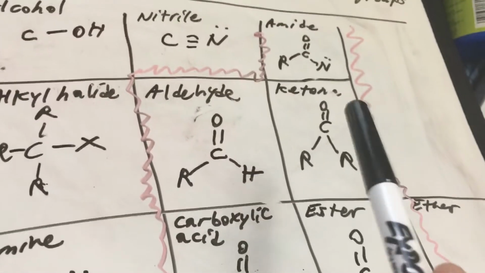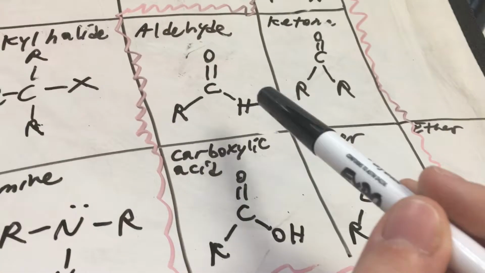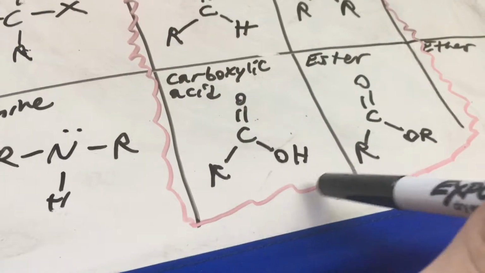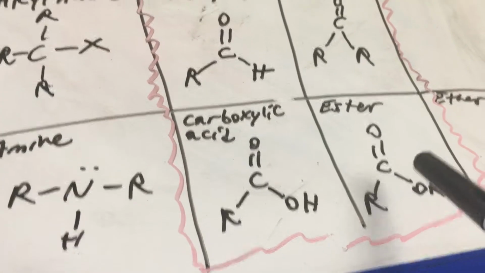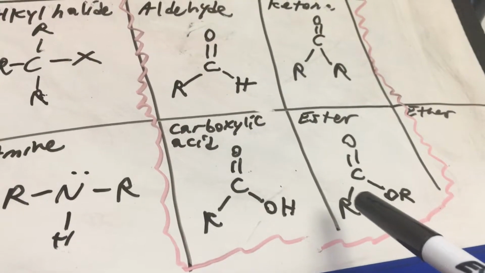We can also see here that amides are just nitrogen, aldehydes H, ketones R, carboxylic acid OH, esters OR. So here we go from H to R, H to R. That's another way to remember this.